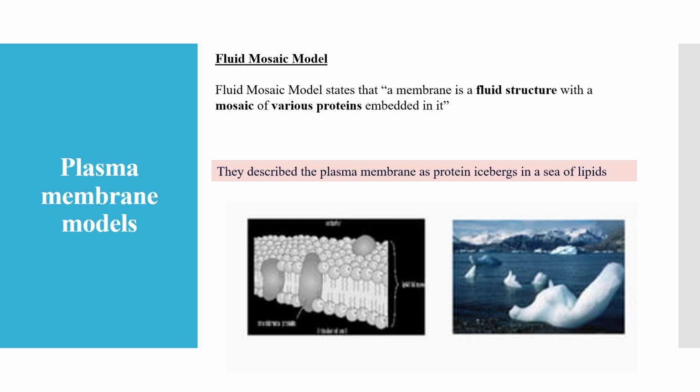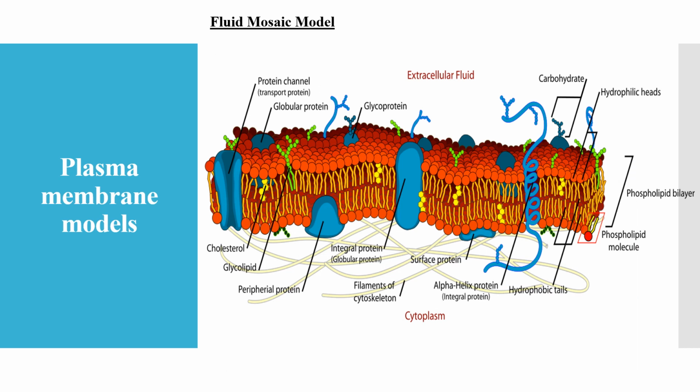There is a definition for the fluid mosaic model. The fluid mosaic model states that a membrane is a fluidic structure with a mosaic of various proteins embedded in it. They also described the plasma membrane as looking like protein icebergs in a sea of lipid. Here in this diagram, this is the sea of lipid molecules, and the large icebergs present look like proteins. That's why the plasma membrane is described as protein icebergs in a sea of lipid. So this is the plasma membrane structure of the fluid mosaic model.